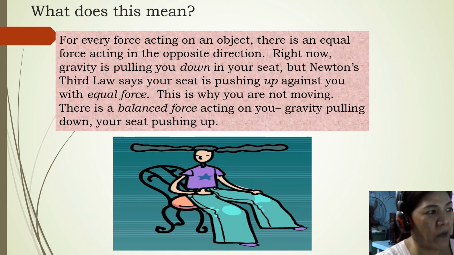Right now, gravity is pulling you down in your seat, but Newton's third law says that your seat is pushing up against you with equal force. This is why you are not moving. There is a balanced force acting on you, gravity pulling down, then your seat pushing you up.